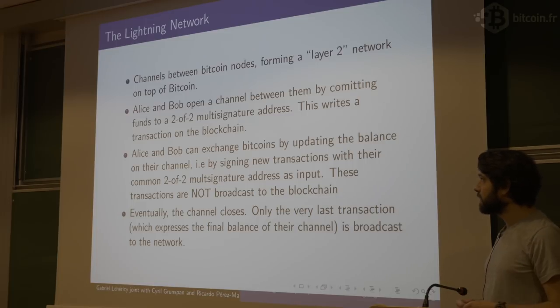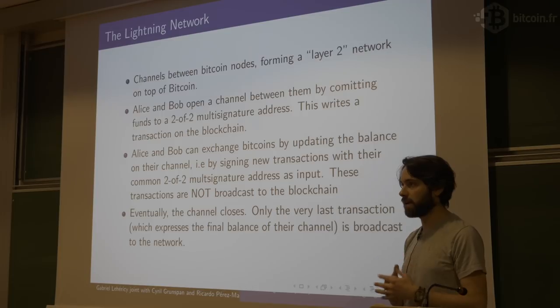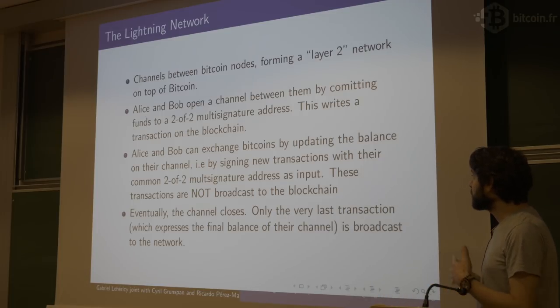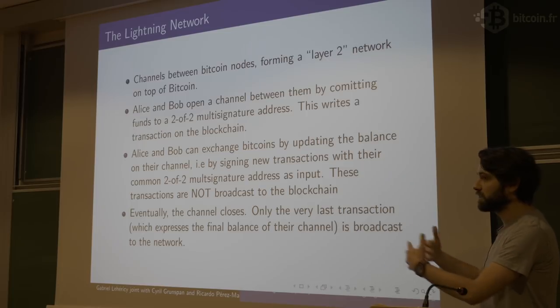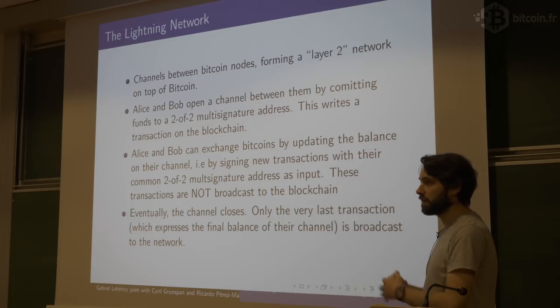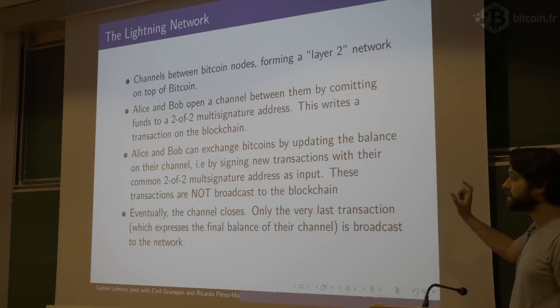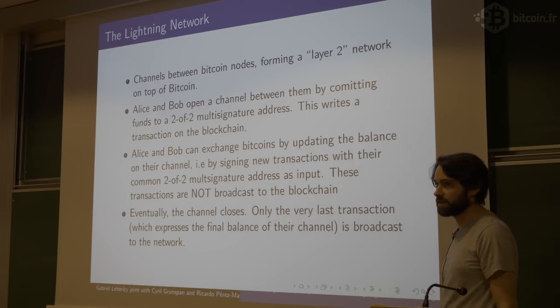But then, simply by updating the balance of their common address, they can do many transactions without actually publishing these transactions on the blockchain, because the only thing they actually need to publish is the very last balance. They start with a balance which is published on the blockchain, then they do a bunch of transactions, they just update the balance but don't publish it, and then they only publish the very last balance on Bitcoin, and then the channel closes. In this way, the Lightning Network allows many more transactions per second.